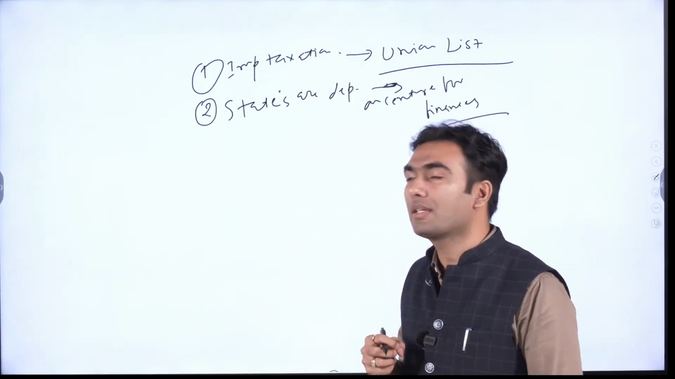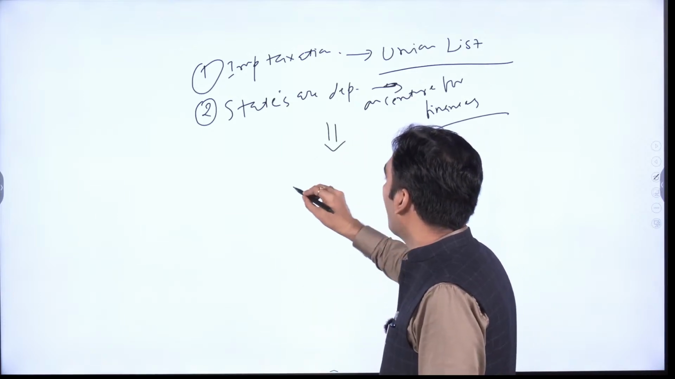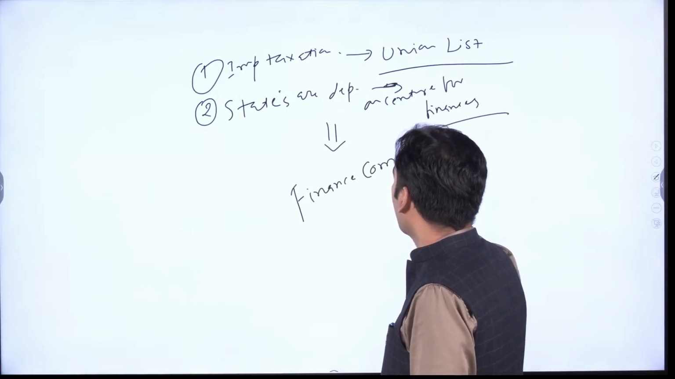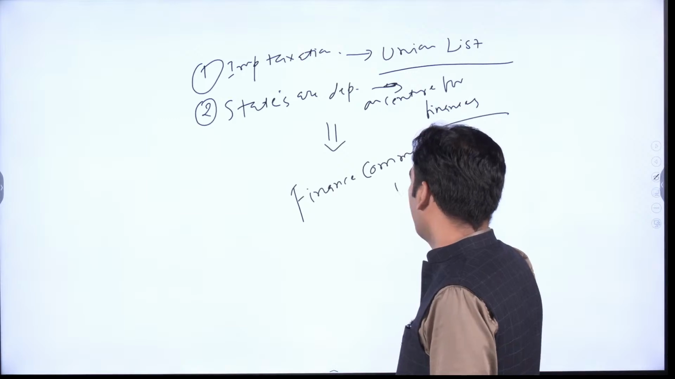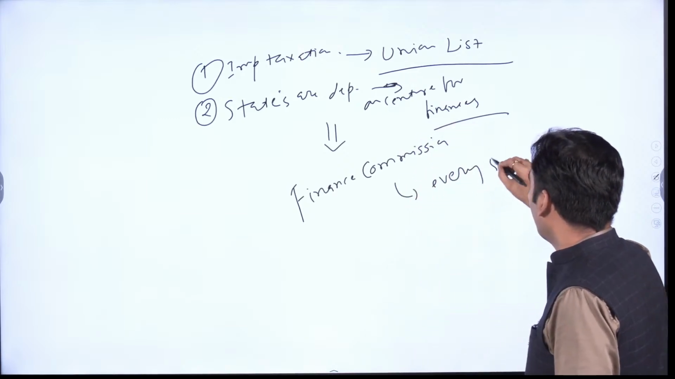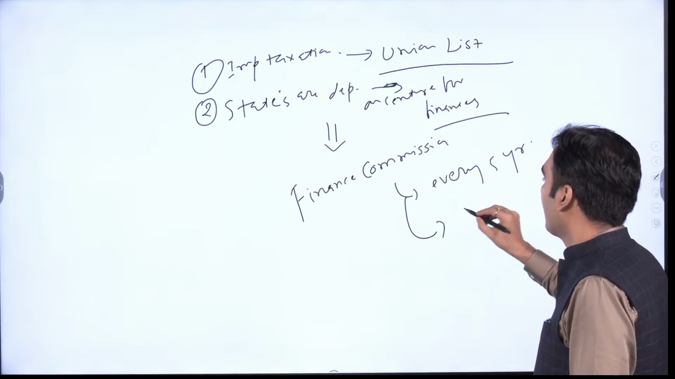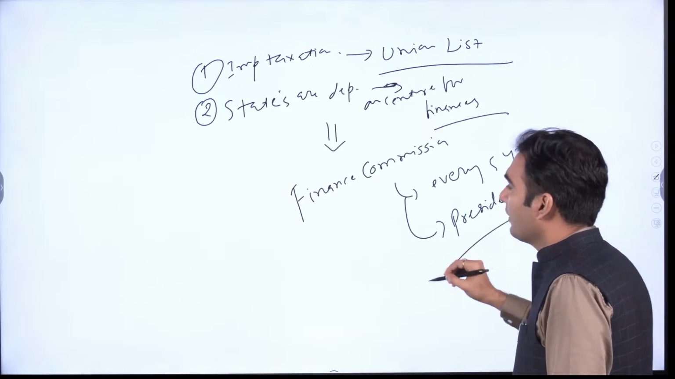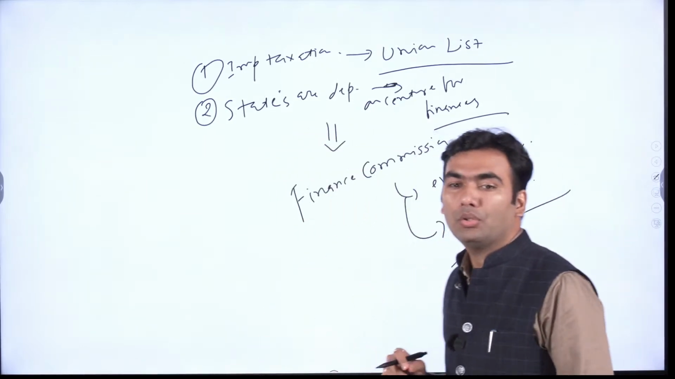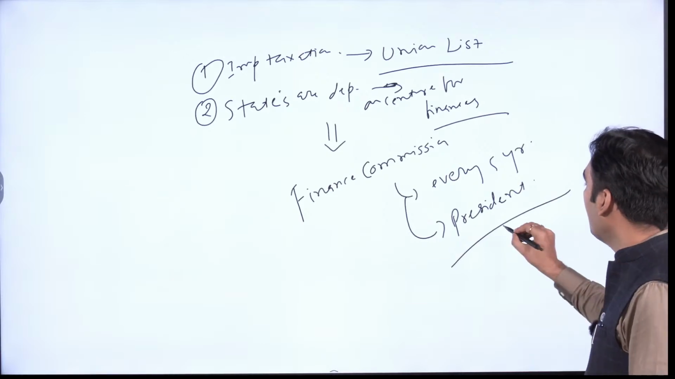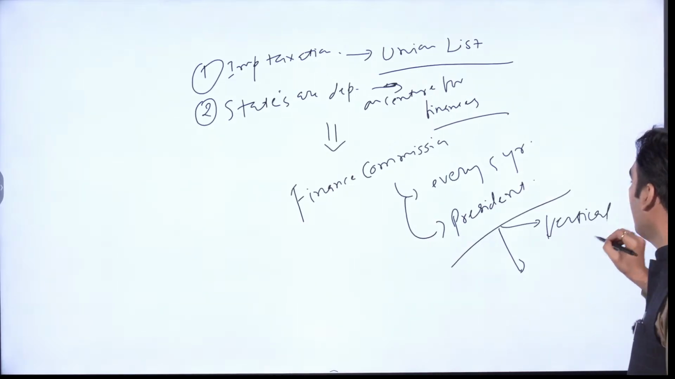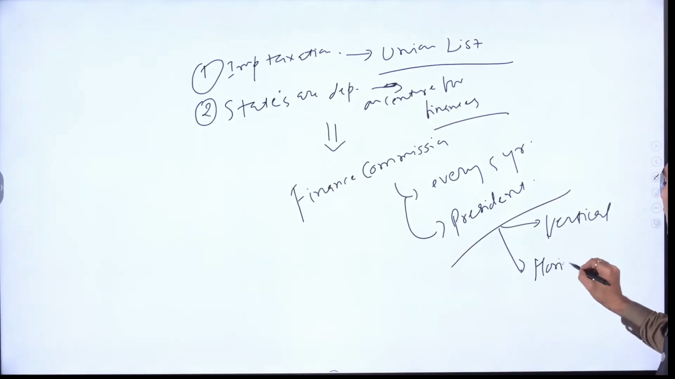So they made a mechanism of a body called the finance commission. This body would be constituted every 5 years. Okay, who will constitute this body? The President. So the President will constitute a body called the finance commission every 5 years. What will it do? It will do two things. It will do vertical devolution and horizontal devolution of taxes collected by the center.